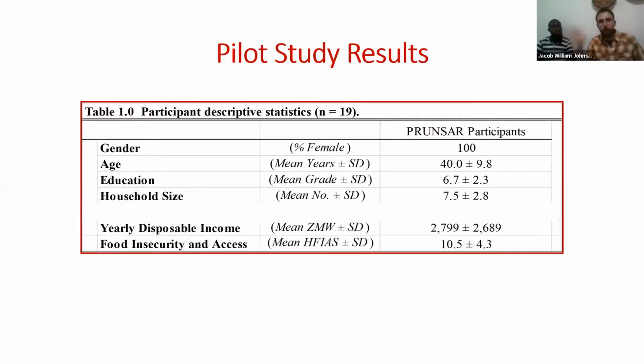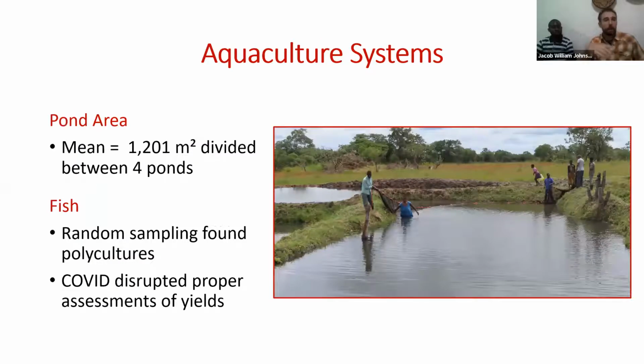So briefly, I'll go over the participant descriptive statistics. They were all women, aged 40 to 50 years, with a household size between 7 to 10 people. Households generated low yearly disposable income, and most of them experienced relatively high food insecurity and access. They managed about 1,000 meters squared of pond production area, divided between 4 ponds. This picture is an example of one of the participants, and it gives you an idea of the production area that they're dealing with.